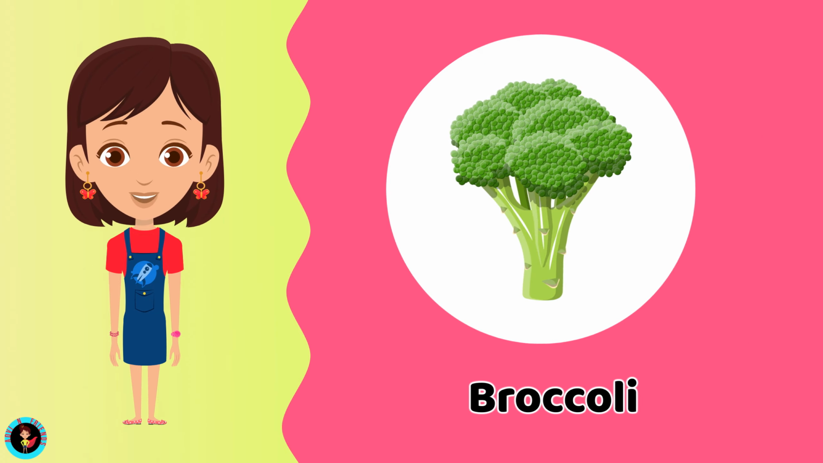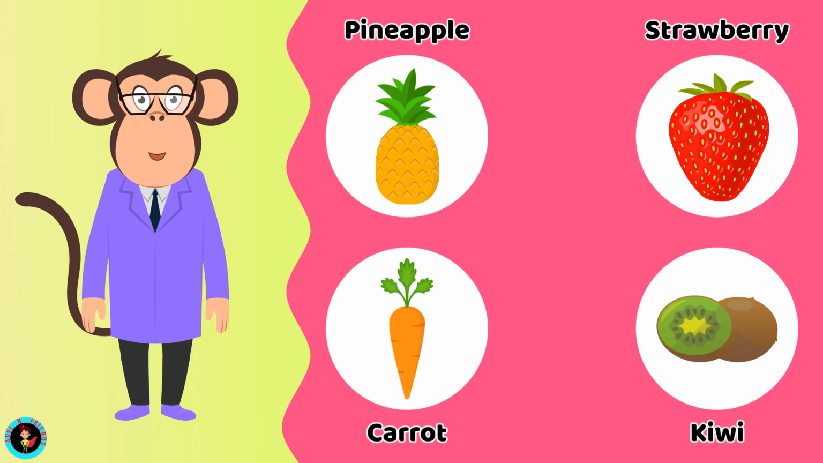Broccoli is a vegetable. Which among these is a vegetable? Pineapple, strawberry, carrot, kiwi. The right answer is carrot.